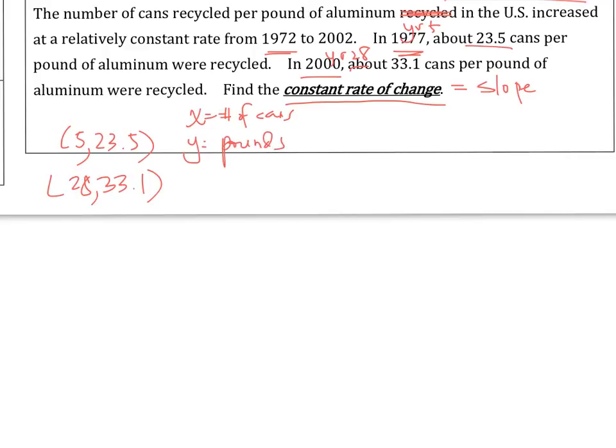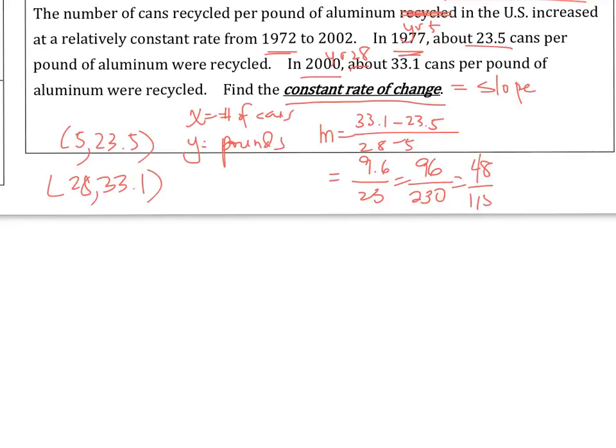Now we can find the slope. 33.1 minus 23.5 over 28 minus 5, which equals 9.6 over 23, and this equals 96 over 230, and you simplify to get 48 over 115. And you can also rewrite this in decimal form. And this would be considered the constant rate of change for the number of pounds of aluminum recycled. And this concludes our lesson.